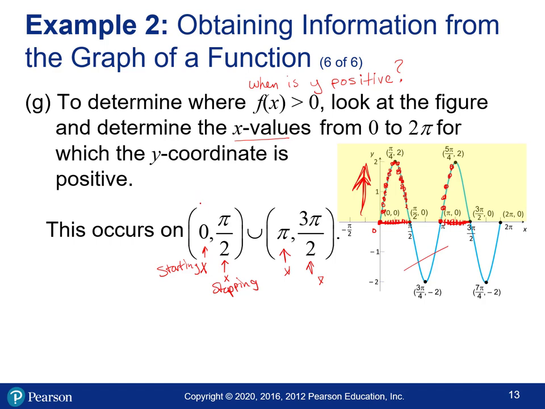We say any x that I pick, any x that I choose between 0 and pi over 2, I'm going to get a positive y. Any x that I pick between pi and 3 pi over 2, I'm going to get a positive y. Both of these, no matter what I pick, y is positive. Okay, so this symbol right here, this is or. This is the union symbol. You can say the word or in place of it. Okay, so that is the answer.